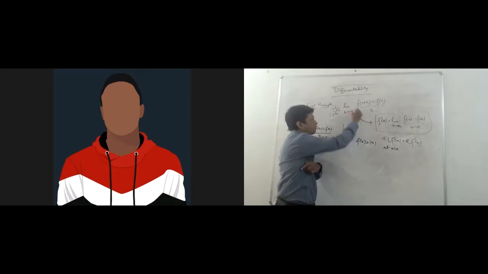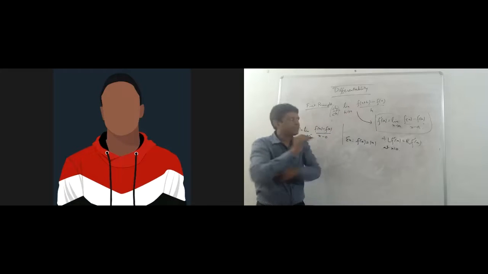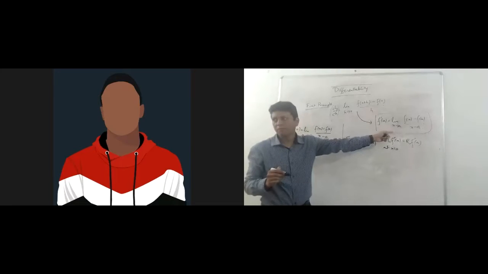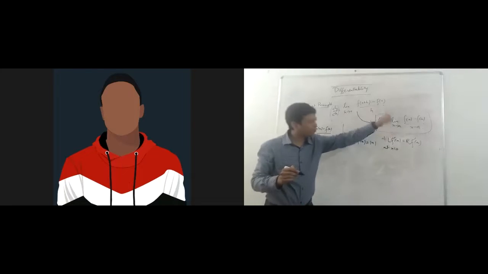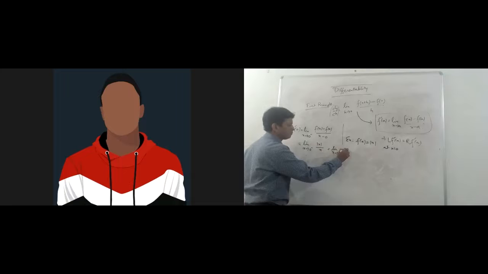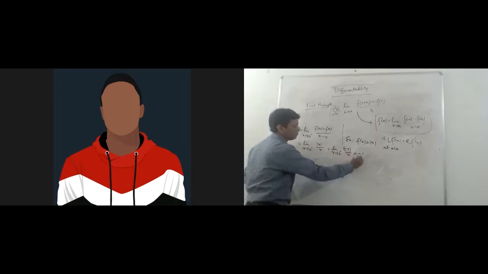Applying that formula, this is another form of the first principle. If you write h equal to x minus a, you will get this form. And if you write x minus a equal to h, you will get this form. This is another form of first principle. So I apply this. What is mod x over x? Minus 1.